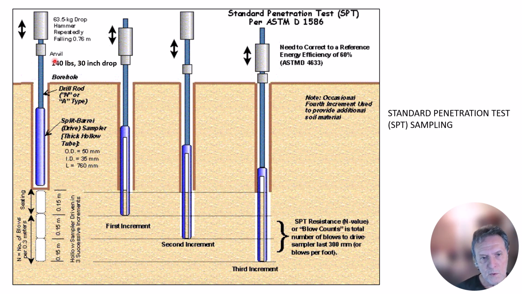Every time you raise the hammer and drop it, you're supposed to drop it 30 inches onto the sampler. When you do that, you count the number of blows of the hammer it takes to penetrate 1 foot, say every 6 inches. So 10 blows per 6 inches, 20 blows per 6 inches. It gives you an idea of the relative density of the material. The denser the material, of course, the more blows it's going to take to drive into the material.